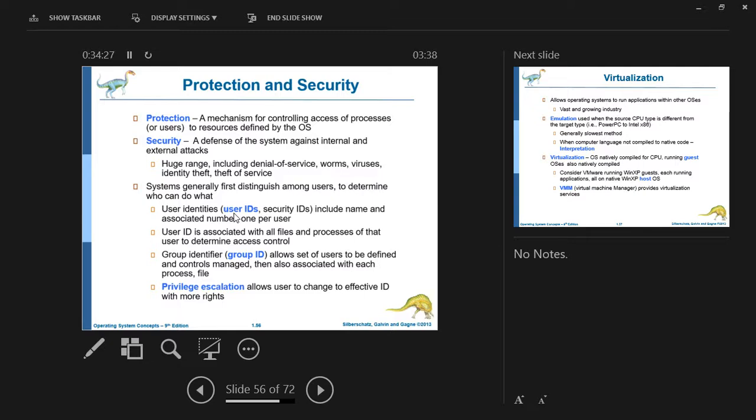You have an authentication first of all when you enter into the operating system. You give the user ID. If you do not provide proper credentials like your password, it will prevent you from entering the OS itself, right? The user ID is associated with all the files. Nowadays, even in mobile OS, for files and apps you have a locking system with biometrics and pattern locks, right? Group identifiers also can be used. Privilege escalation allows users to change to an effective ID with more rights.